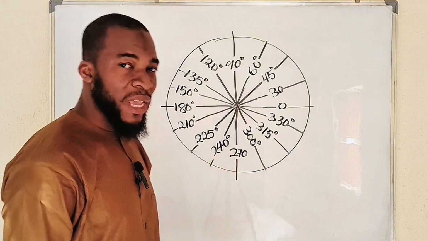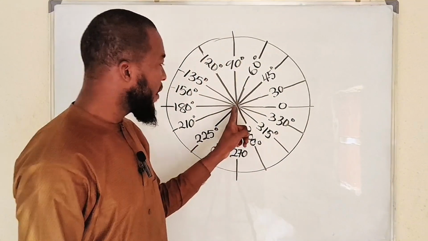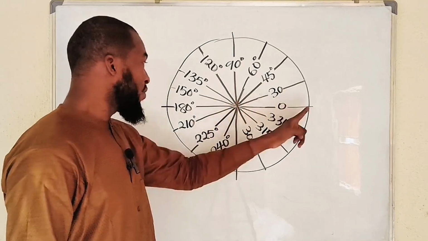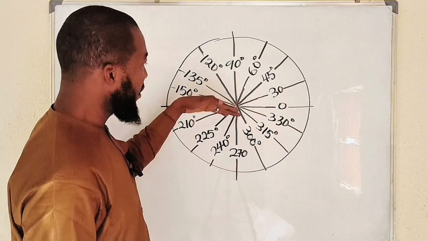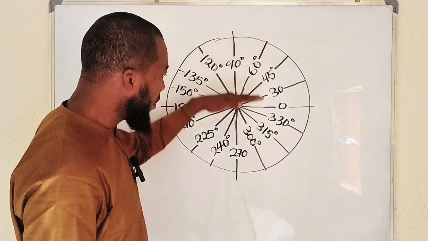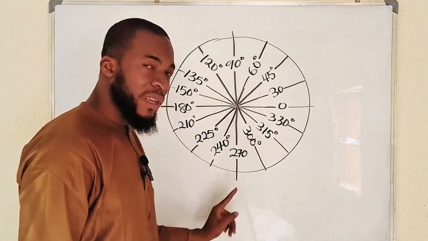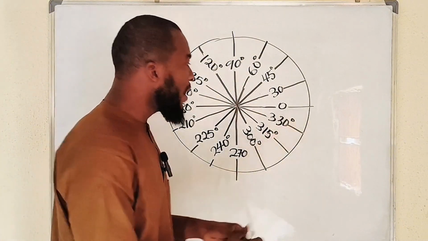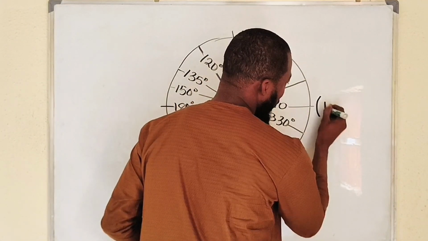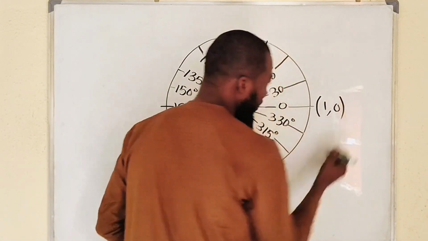But remember, we are on a Cartesian plane where the right-hand side of x is positive. The left is negative. If you go to the top of the y-axis, you have positive values. If you come below the x-axis, you have negative values. So remember, the coordinate at this point is (1, 0).